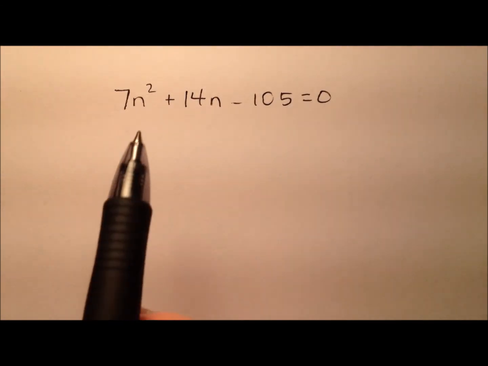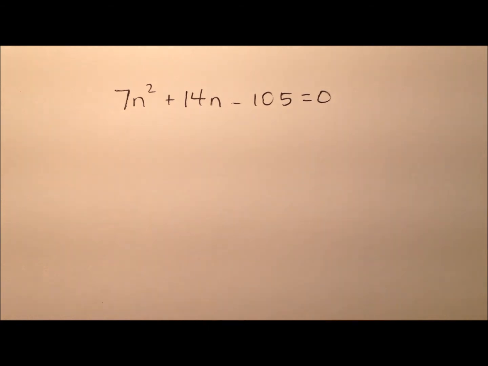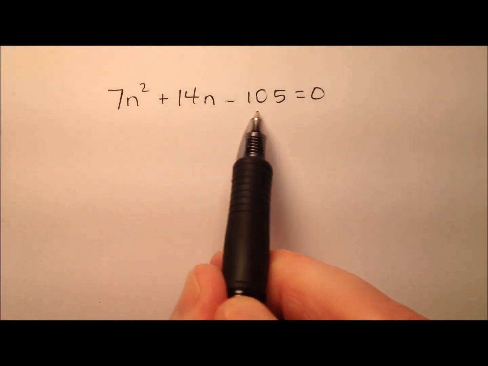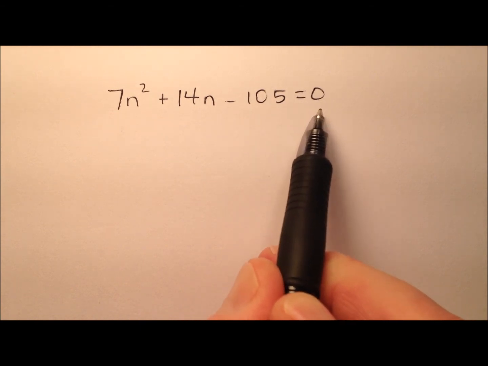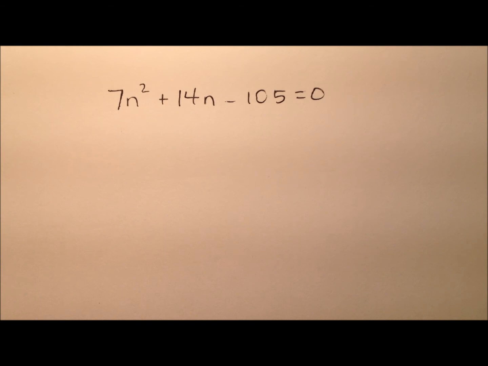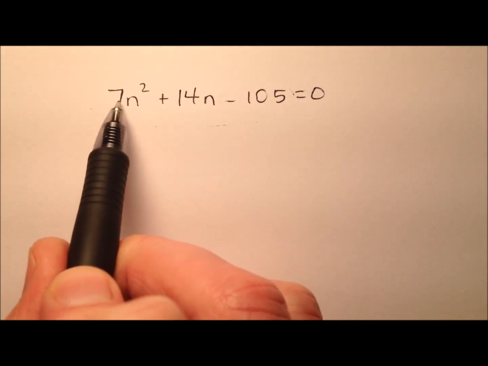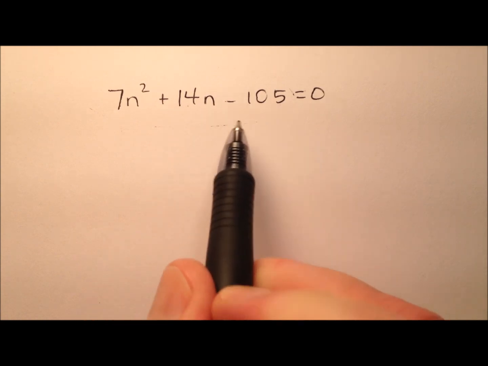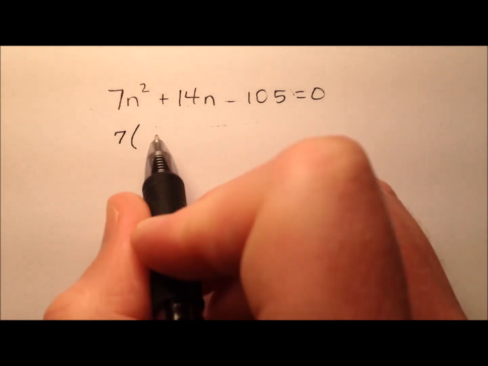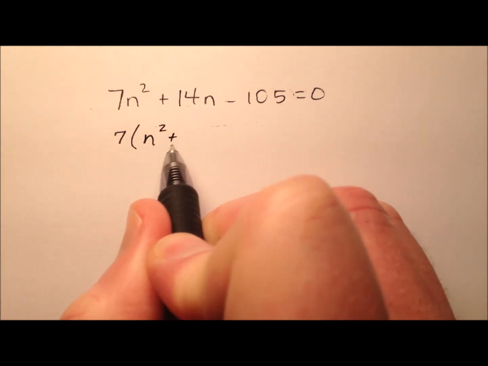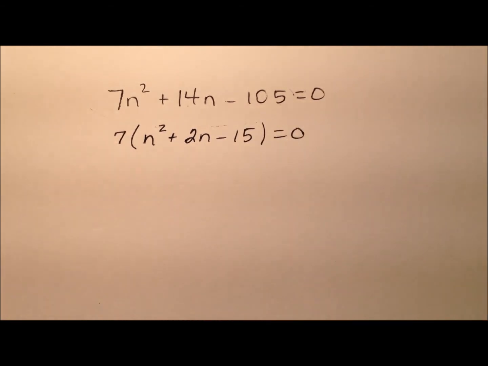In this example, we have the equation 7n squared plus 14n minus 105 equals 0. So the first thing we notice is that all of our terms are on the left side, and the equation we have is equal to 0. So what we can go ahead and do is factor this left side. And I notice I have a 7 and a 14 and a 105. Well, I know that 7 is the greatest common factor of those three numbers. Let's go ahead and pull a 7 out. So it looks like n squared plus 2n minus 15 equals 0.